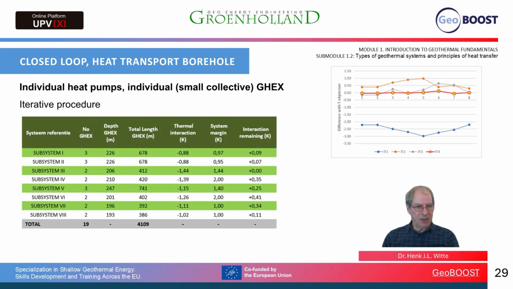Then we get in the table, you can see that for every subsystem, a different number of boreholes, a different depth, a total length, a thermal interaction between the boreholes and, let's say, the compensation factor that we've used in the design of the individual systems to account for this thermal interaction. And then on the right, we have a very small remaining thermal interaction, in this case, all positive for each subsystem.